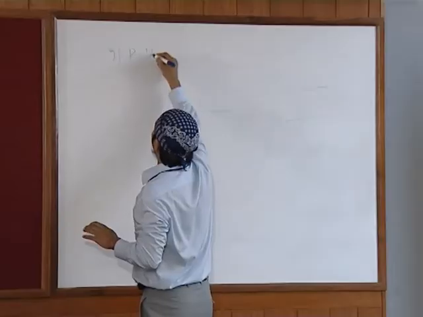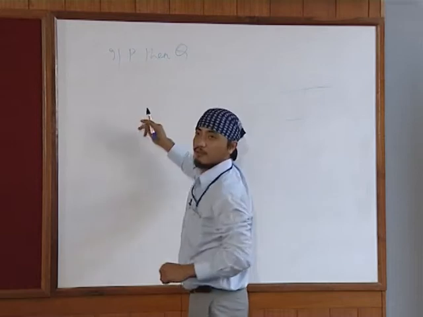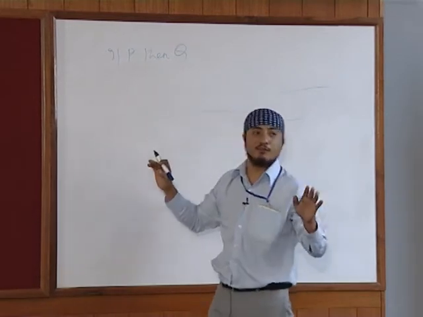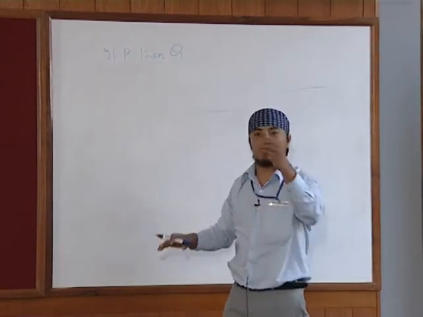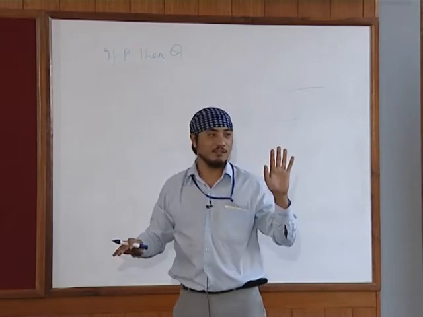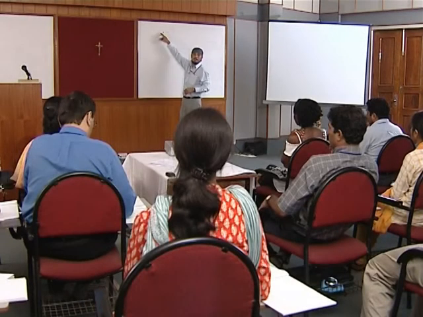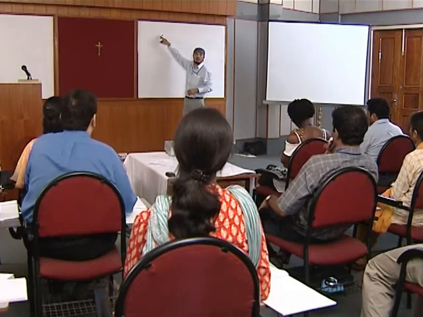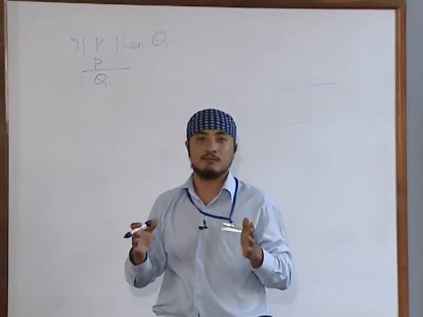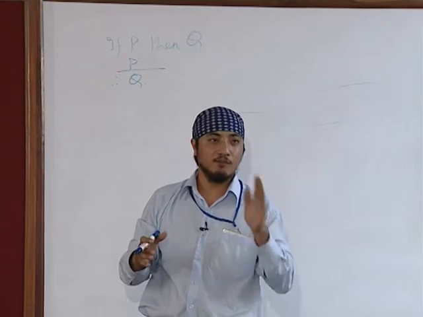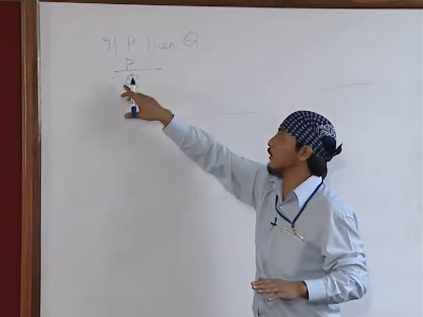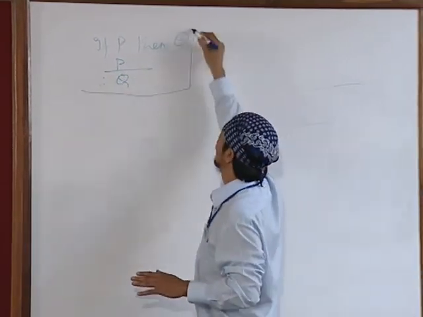Now I'm making one form explicit. This form is: if P then Q. Please keep in mind, don't get confused. P and Q are variables which you can substitute with any constant. If P then Q, P, therefore Q. If I heat solids, they will expand. I am heating this solid, therefore it will expand. If P, then Q, P, therefore Q. This is a valid argument form.